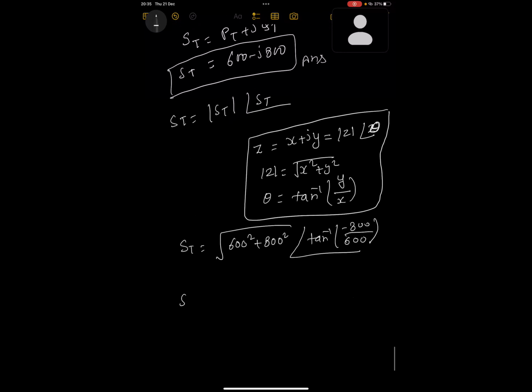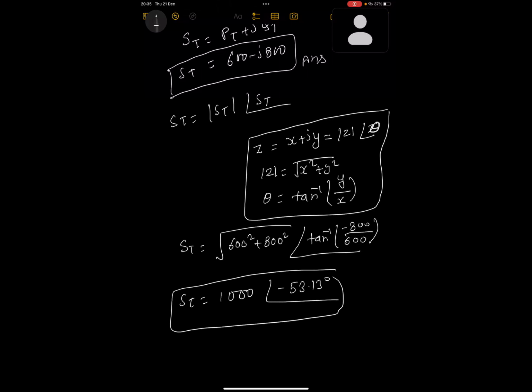So this will become 1000 angle minus 53.13. This one is also the right answer, and this one is also right. You can put whatever you want to do. Okay?